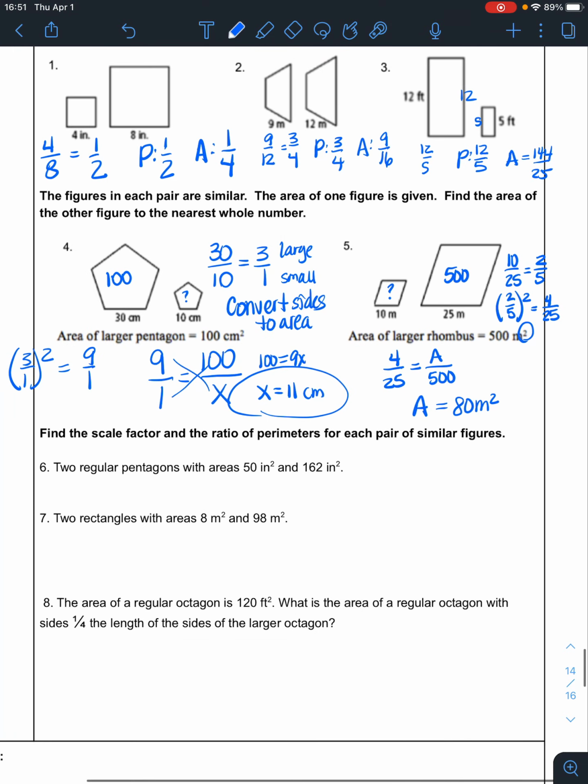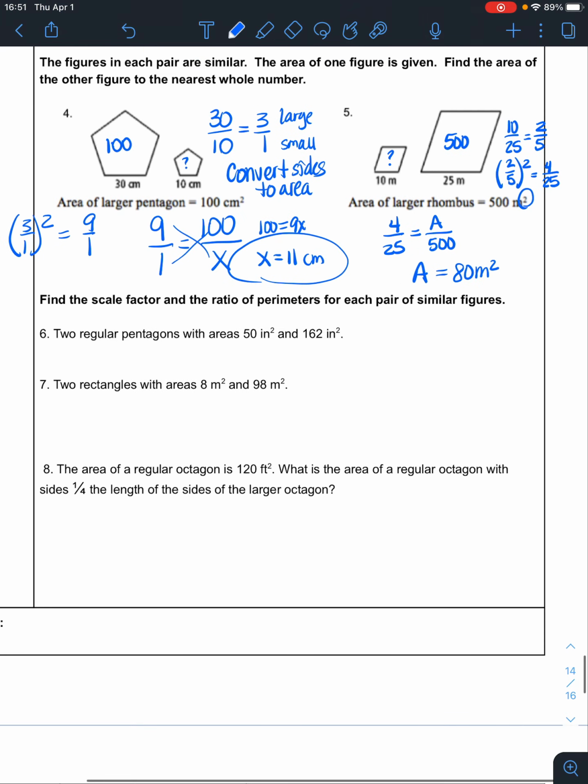Okay, so you have to be comparing the right ratios with the right ratios. You can't compare apples and oranges. Apples with apples, oranges with oranges, inches squared with inches squared, not inches with inches squared. You can't compare that, so you have to convert, okay? So find the scale factor, the ratio of the perimeters for each pair. Now, look at what you're given. You're given areas. So when we compare those, we're going to get our area ratio. Okay, so that's the only thing we can compare is our area ratio.